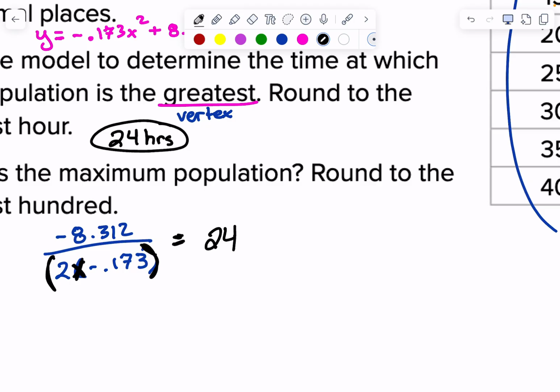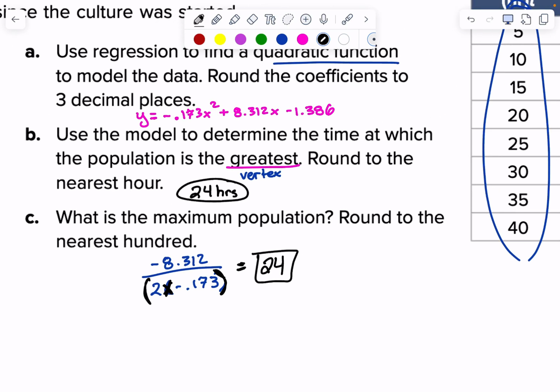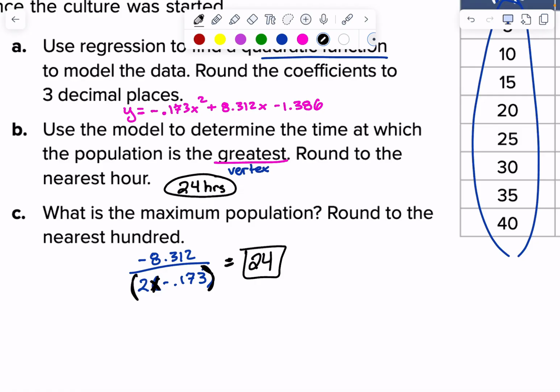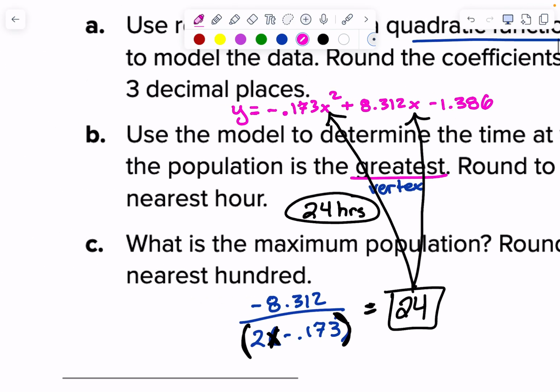Okay. Now, what is the maximum population? Whatever, plug in, y coordinate. Plug in the 24. Was it 24 exactly? 24.023. Okay, let's just plug in 24. So, plug 24 into here and there, right? And you'll get your maximum population. And then we got to do one more thing. Round to the nearest 100.